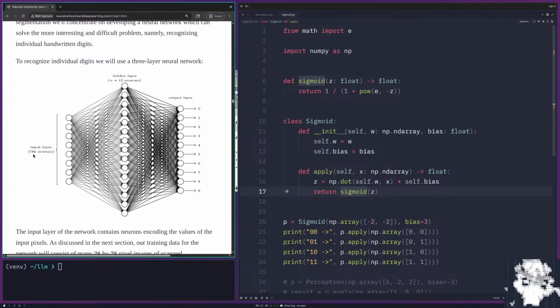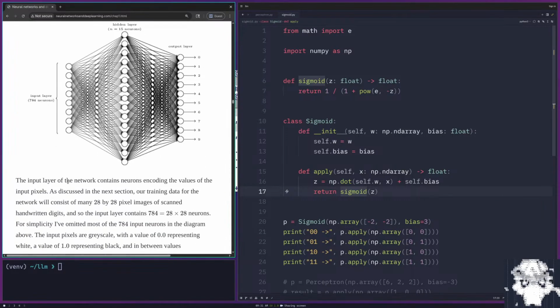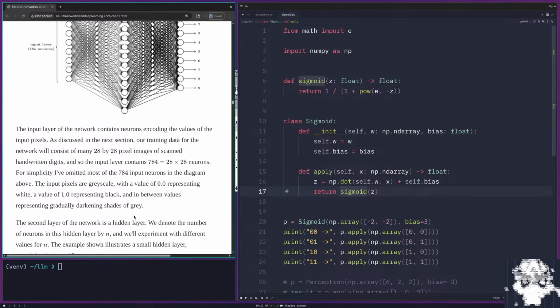Input layer, 784 neurons. Hidden layer, n equals 15 neurons. Output layer, 10, 0 to 9. The input layer of the network contains neurons encoding the values of the input pixels. As discussed in the next section, our training data for the network will consist of many 28 by 28 pixel images of scanned handwritten digits, and so the input layer contains 784 equals 28 by 28 neurons. For simplicity, I've omitted most of the 784 input neurons in the diagram above. The input pixels are grayscale with a value of 0.0 representing white, a value of 1.0 representing black, and in between values representing gradually darkening shades of gray.